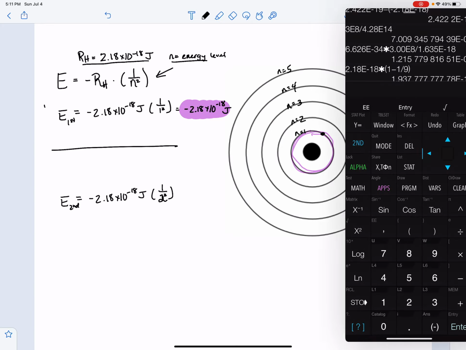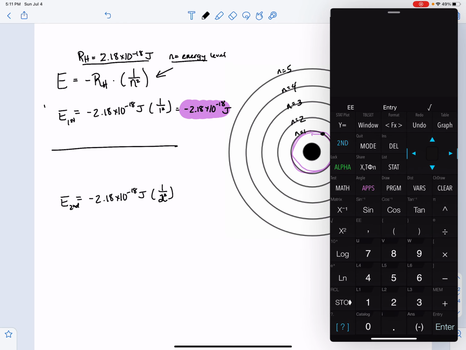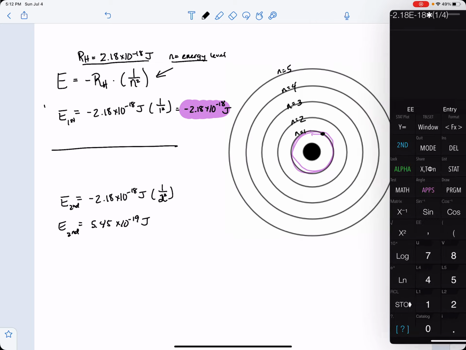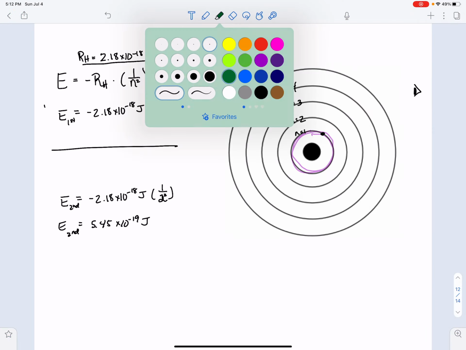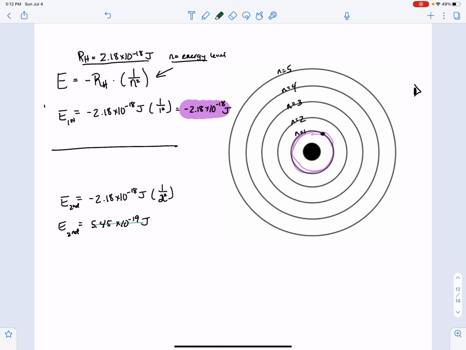And when we plug it into the calculator, we would get negative 2.18 E to the negative 18th times 1 divided by 2 squared, or you could just say 4, because that's what 2 squared is. And we plug it in, and we get that the second energy is negative 5.45 times 10 to the minus 19th joules. That's the energy of the second level. So I'm going to color code that. It's like saying right here, this one's energy on this level.